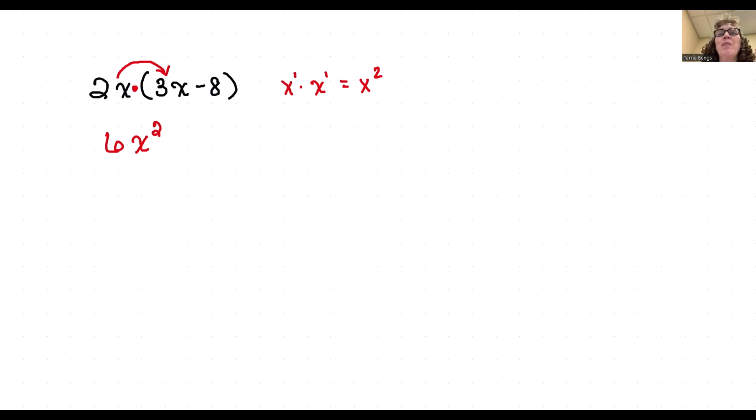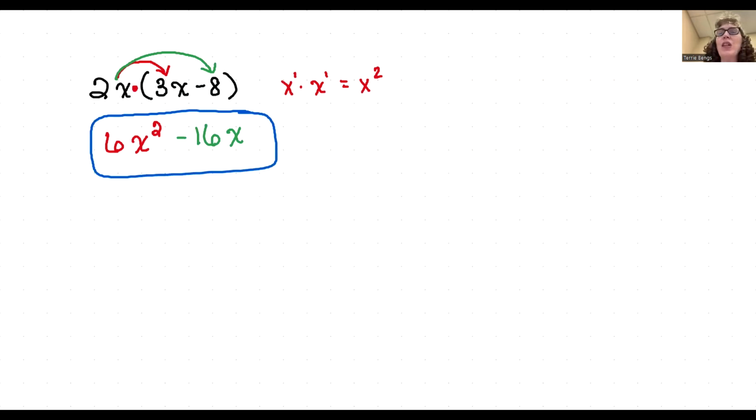So back to our problem here. We have 2x times 3x, so that becomes 6x squared. Then we're going to take that 2x and multiply it by the second term in the parentheses, which was the negative 8. So 2 times negative 8 is negative 16, and it has an x with it, so we bring down that x. Then we look at it and we're like, hey, can we combine anything else? Well, we have an x squared and an x. They are not like terms. They do not combine, so that is our final answer.